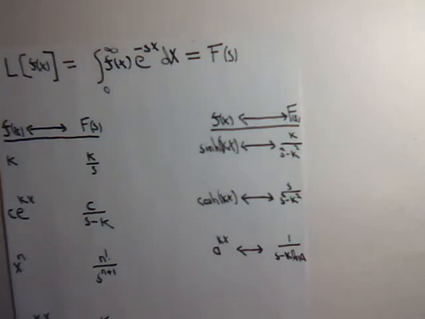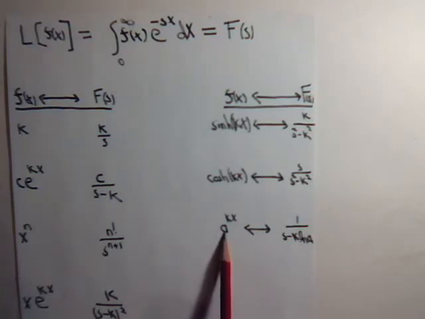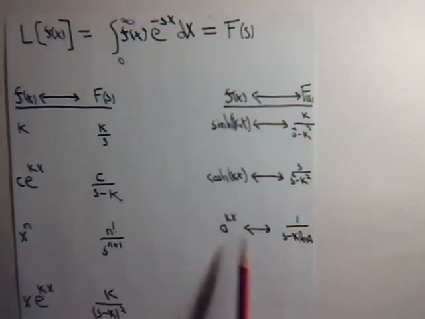And in one of the recent videos, we determined that if you have a constant raised to a variable power, its corresponding Laplace transform is 1 over s minus k times the natural log of that constant. So that's the table of transforms to date.